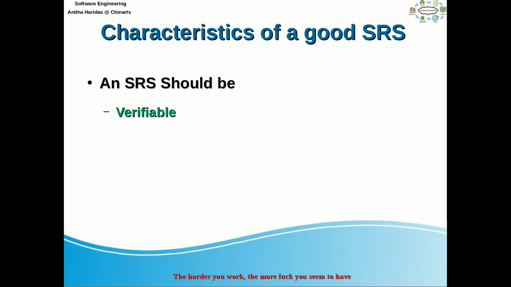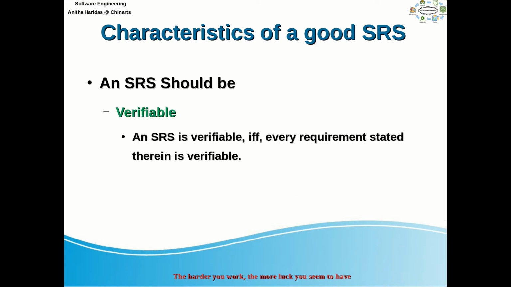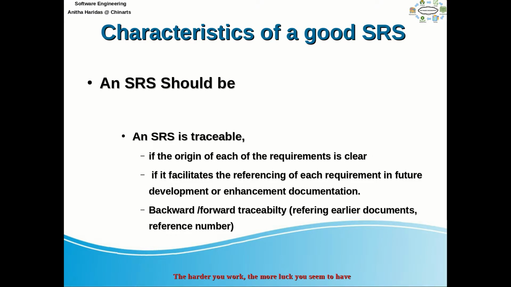Then the SRS should be verifiable. It can be called verifiable if and only if every requirement stated is verifiable. And the last one is the SRS should be traceable. If the origin of each of the requirements is very clear, then we can say it is traceable. And if it facilitates referencing, what does that mean? Whenever you specify a requirement, from where this requirement originated, whether it is given by user 1, user 2, user 3, or you have collected the requirement from the existing system, or as a novel requirement, all these things must be specified.